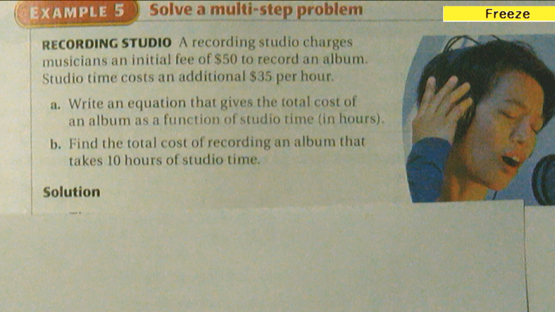So you're writing the equation that gives total cost as a function of the number of hours in the studio. You do not need to make a table of values. You're writing an equation, and then you're using the equation. I don't care about any other total cost other than 10 hours. So you're writing an equation and then using it to find the total cost for 10 hours of studio time.